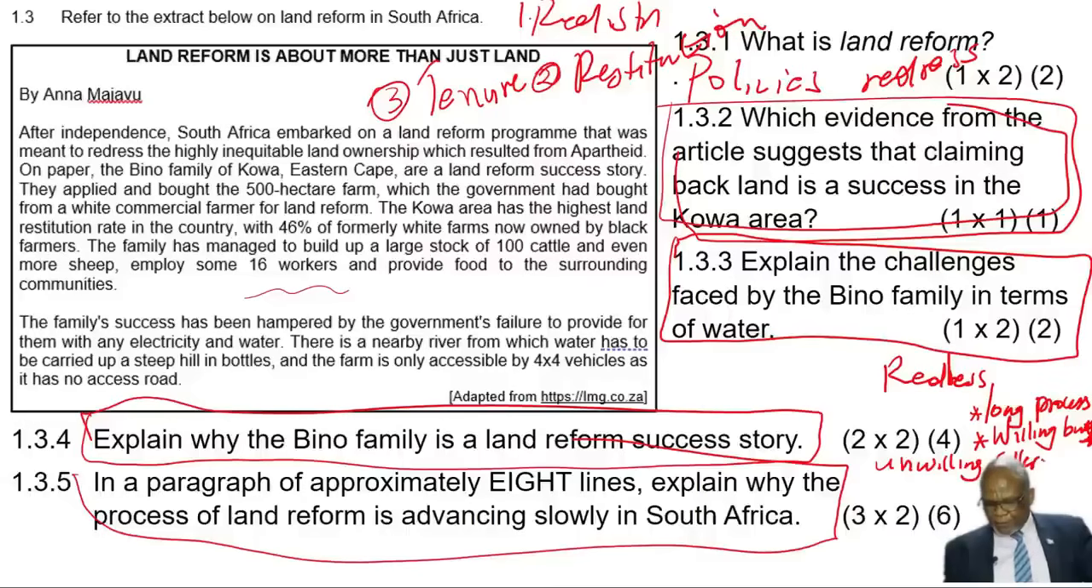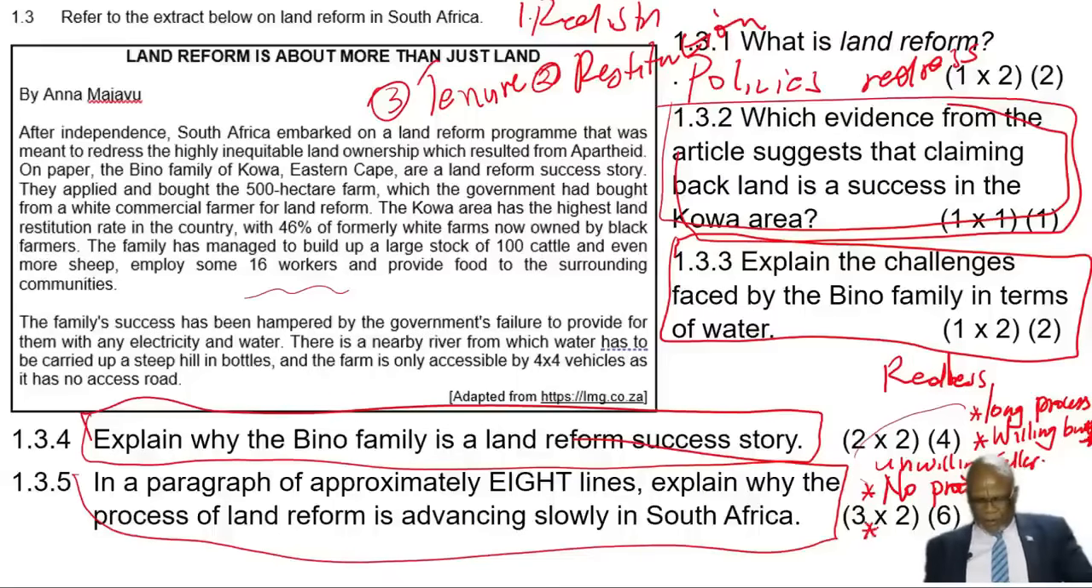Unwilling seller. People do not want to sell the land that they own. Number three, why this is taking this long is because people do not have proof. There is no proof. People cannot prove that this is my land. And because people do not have proof to prove that this is their land, that is why it takes longer.